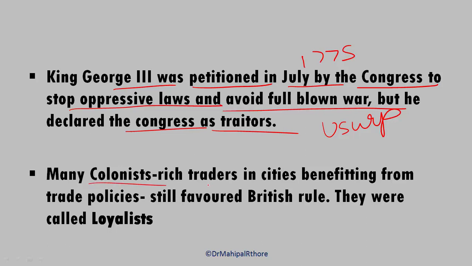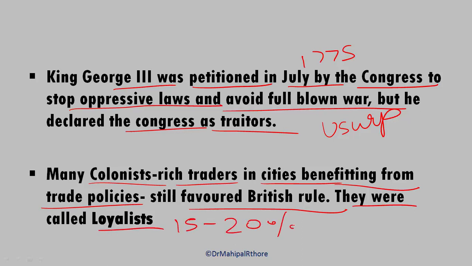Many colonists who were rich traders in cities were benefiting from the trade policies of the British. They were still in favor of British rule. They were called loyalists. It is said that around 15 to 20% of the colonists in America at that time were loyalists. They stayed loyal to the British Empire, and they helped them in any matter they could.